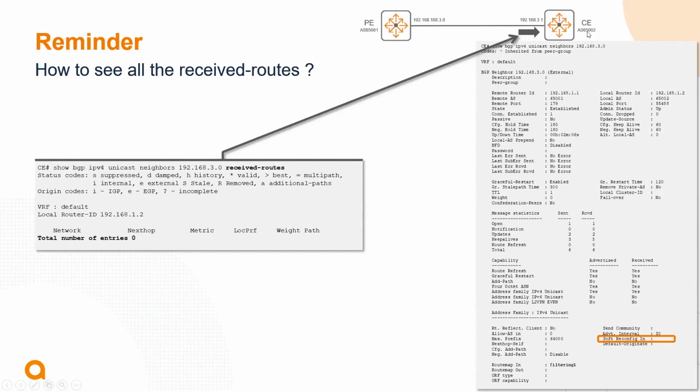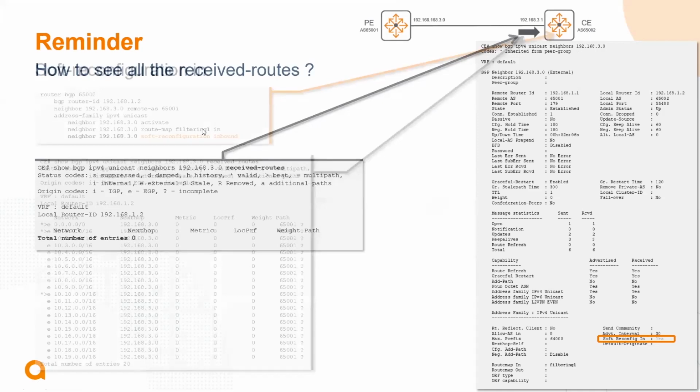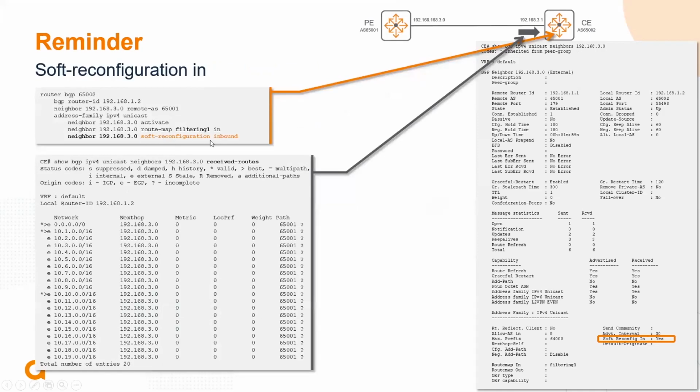So the CE will not retain all the BGP neighbor cache entries that it has. It will simply remove them. In order to retain that cache entry, you have to configure soft reconfiguration inbound locally on the CE to be able to maintain those cache entries and to see the routes received from the PE.